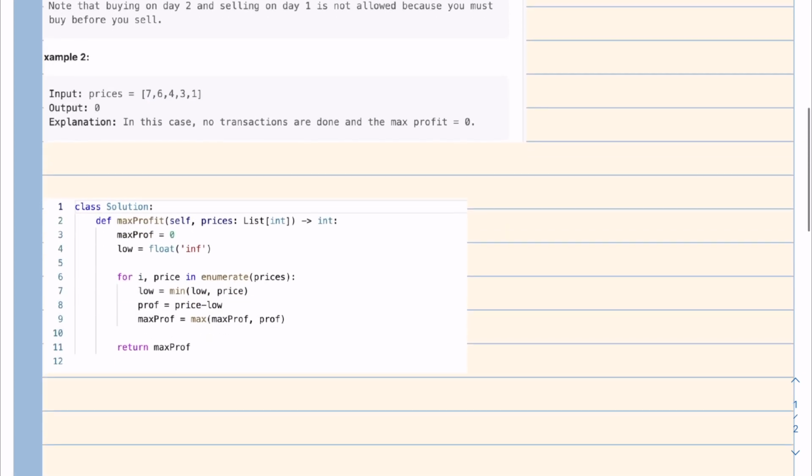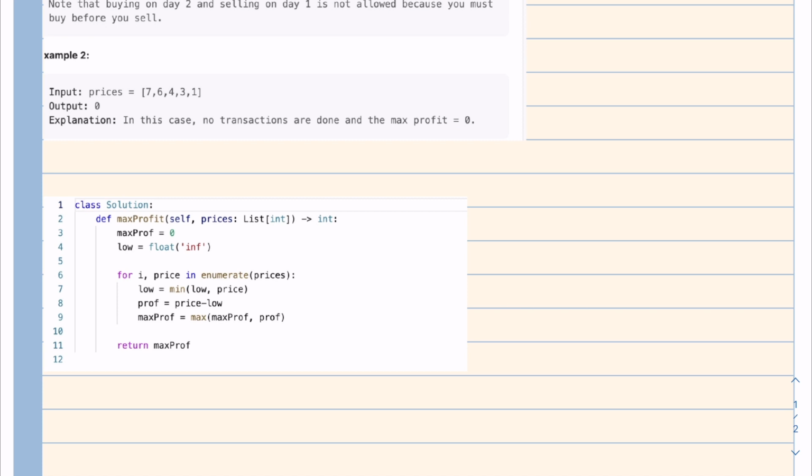All right, so here's the solution in case anyone wanted to just copy that down. If you want an explanation, we'll get into it here. So here we have two variables, max profit and low. So I'll just write that down here, max profit, and we initialize that to 0. And then low, we initialize that to infinity. And you'll see why we do that in a second.